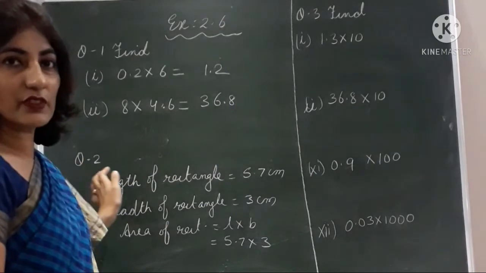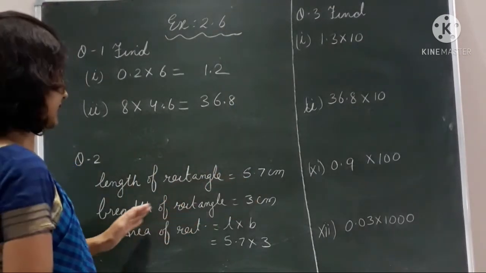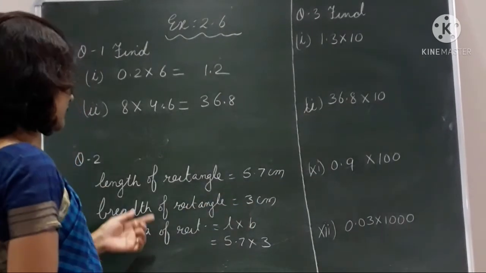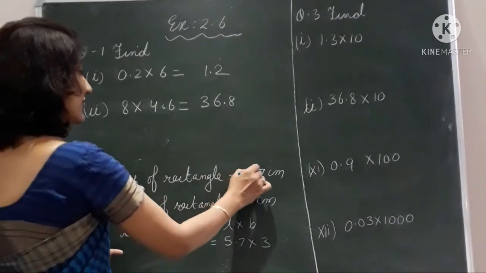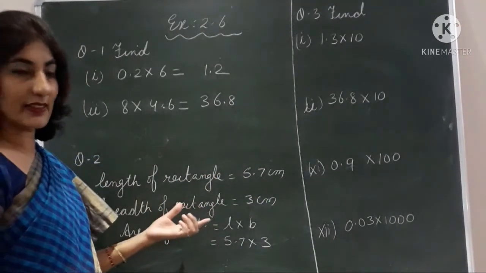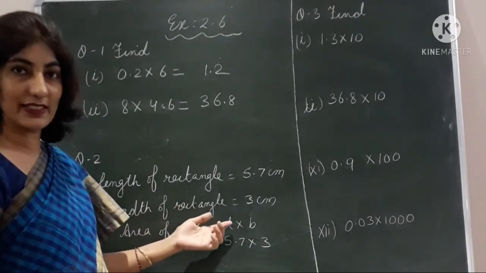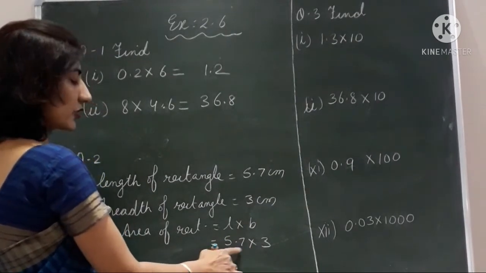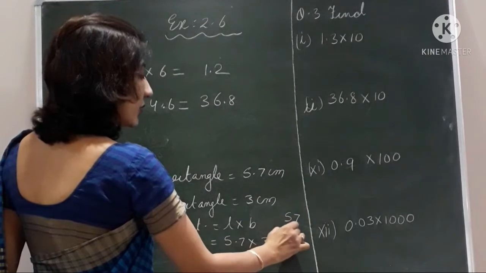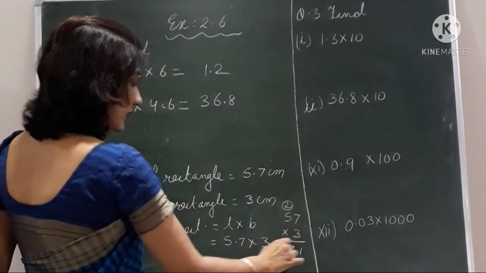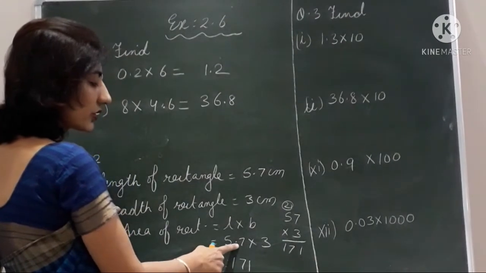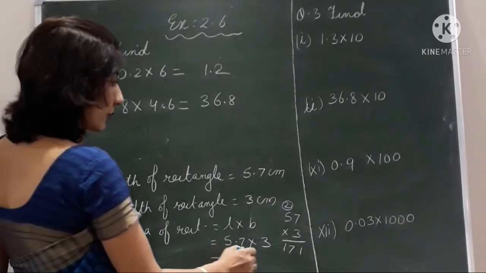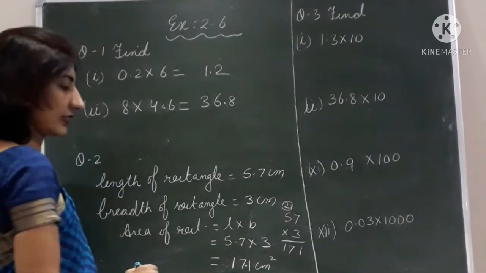Question number 2: the length of the rectangle is given as 5.7 centimeter and the breadth of the rectangle is given as 3 centimeter. You have to find the area of the rectangle. So the first statement will be: length of rectangle 5.7 centimeter, breadth of rectangle 3 centimeter. The area of a rectangle formula is length into breadth, that is 5.7 into 3, a decimal number multiplied by a whole number. First you can multiply 57 into 3 and check what will come. It is coming 171. Now after the decimal, you can see in the question there is only 1 digit. So here also, starting from the right, after the decimal there should be 1 digit. So 17.1 centimeter square, because we are finding the area.